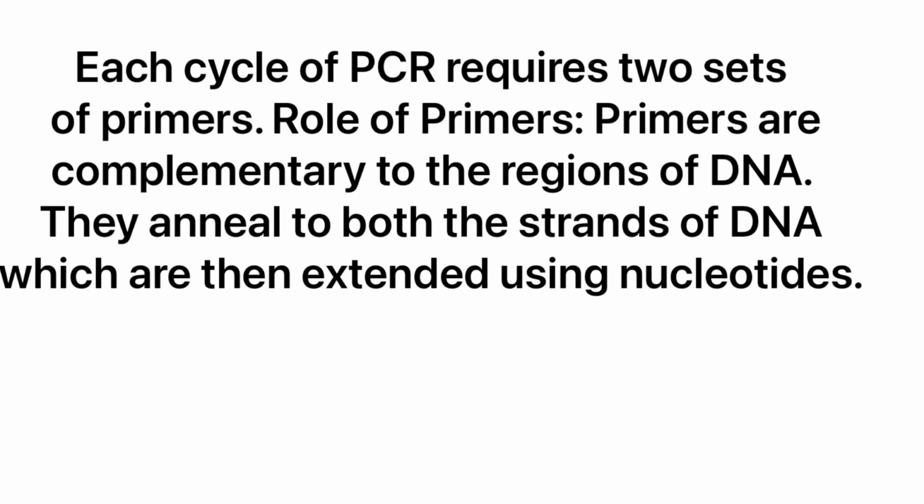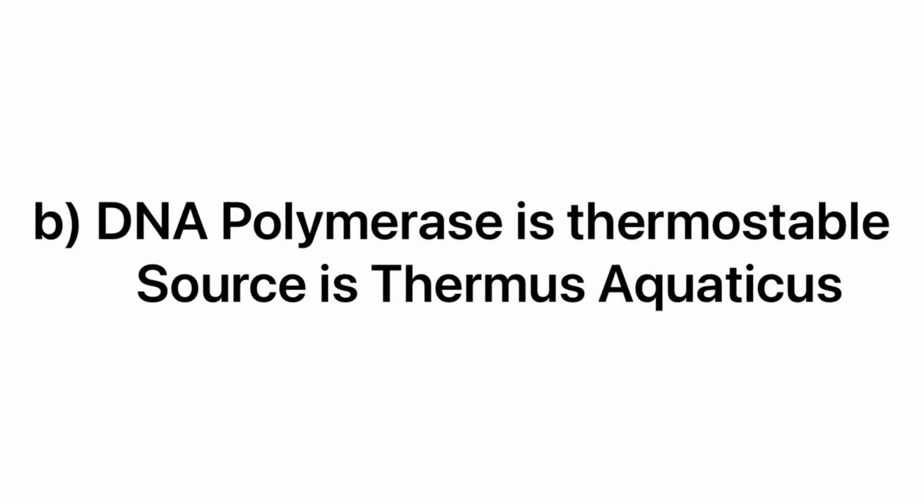Each cycle of PCR requires 2 sets of primers. Role of primers: primers are complementary to the regions of DNA. They anneal to both the strands of DNA, which are then extended using nucleotides. B. DNA polymerase is thermostable. Source is Thermus aquaticus.